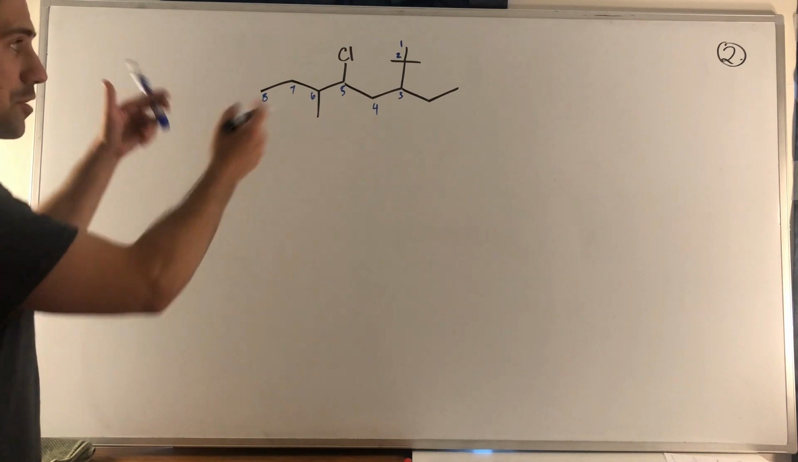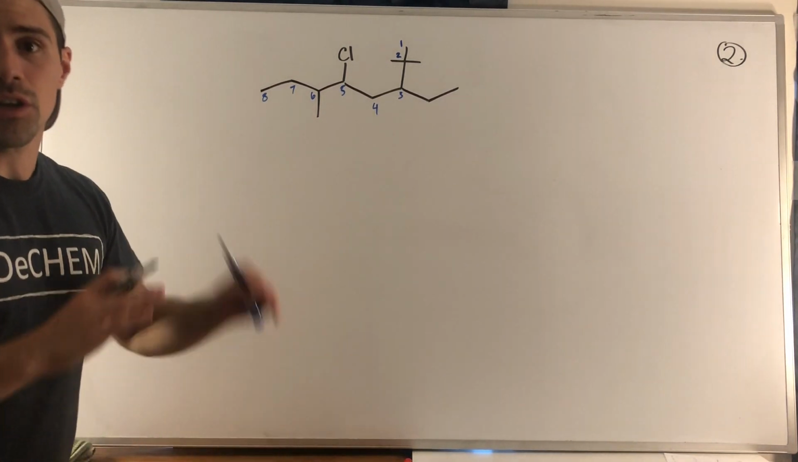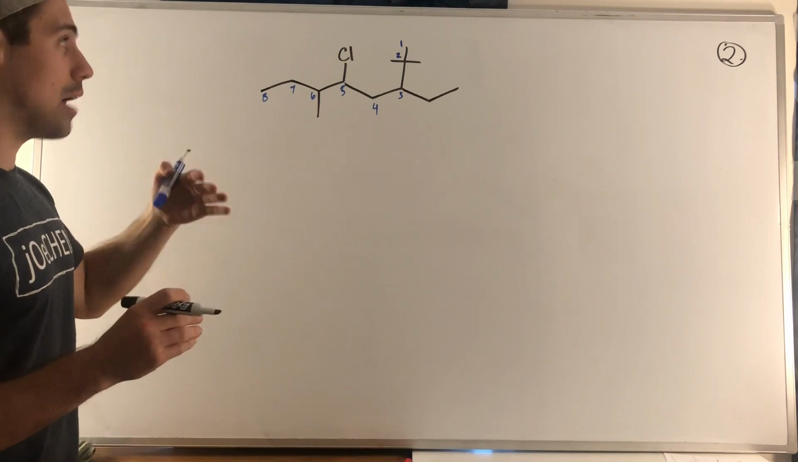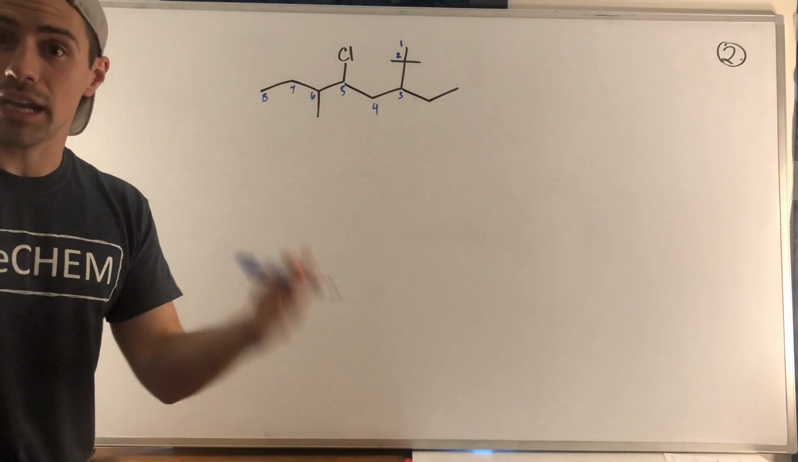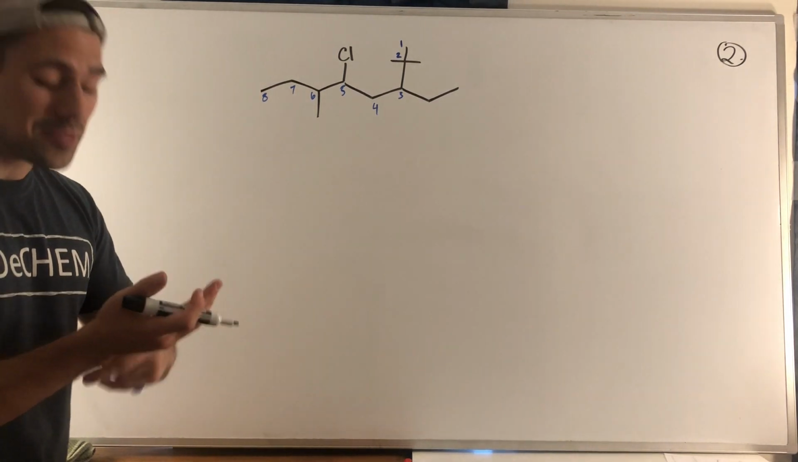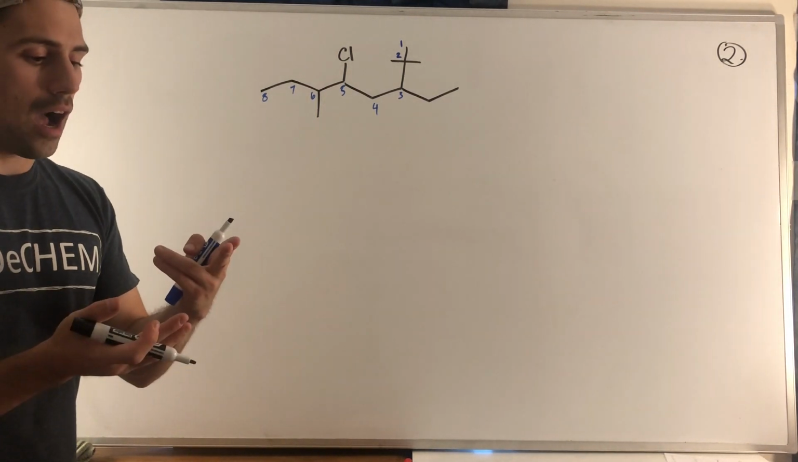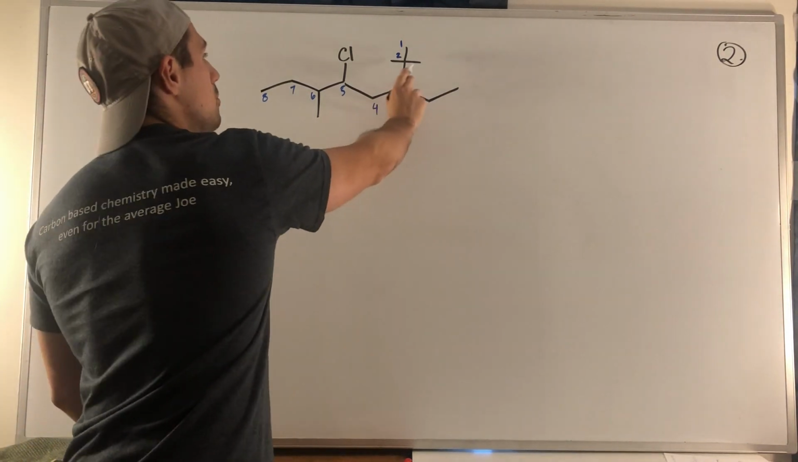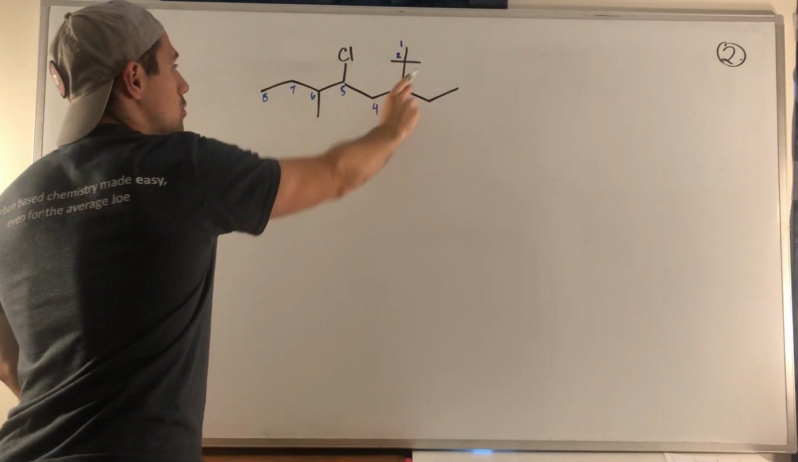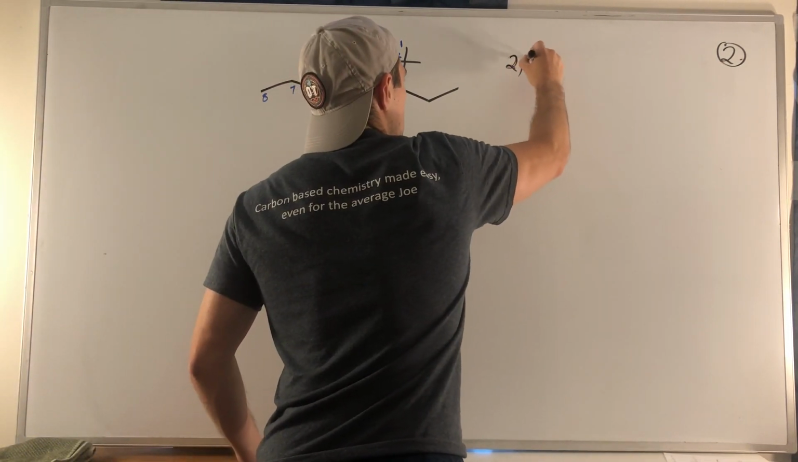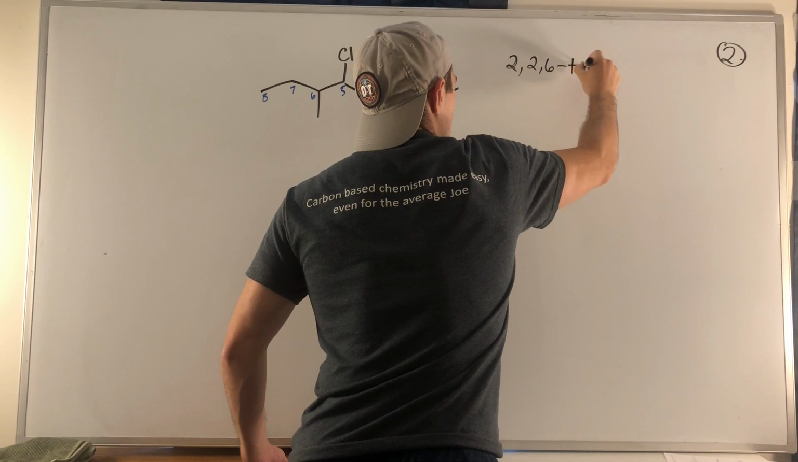So again, this is a pretty small one, so you know the drill. We found the parent chain, the longest one. We had to break a tie. We did it by seeing which branches get the lowest numbers. Now we just name the substituents, pronounce it correctly, alphabetize, put the name together. So we have 2 methyl groups at 2, right? 1 and 2, and then 1 at 6. So we actually have 2, 2, 6 trimethyl.